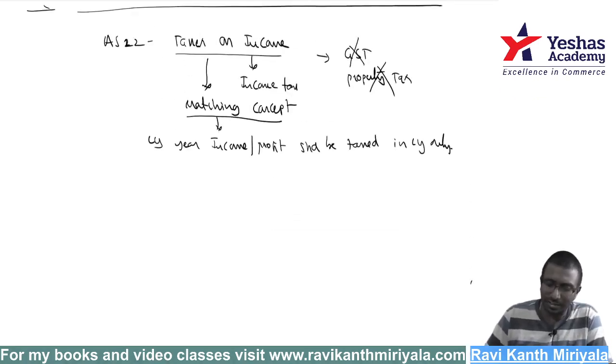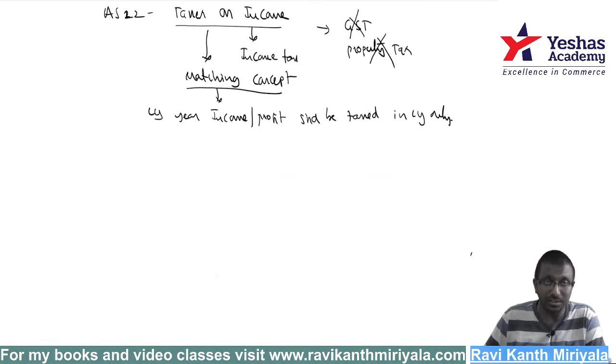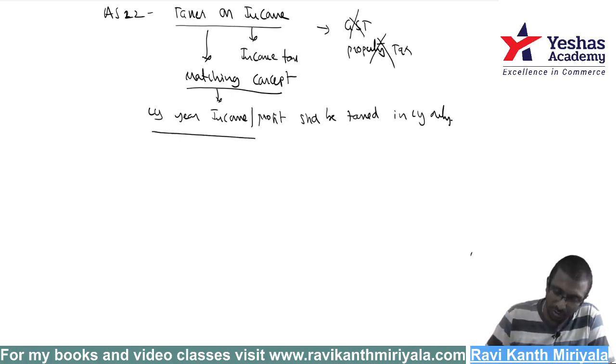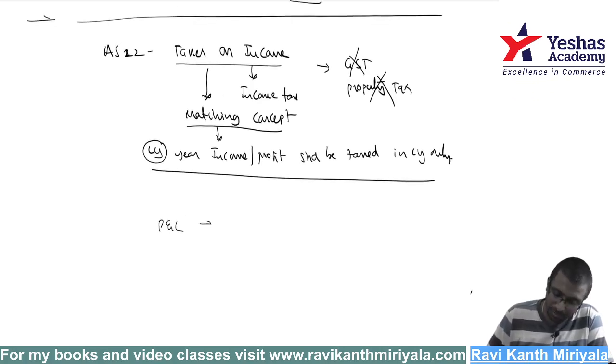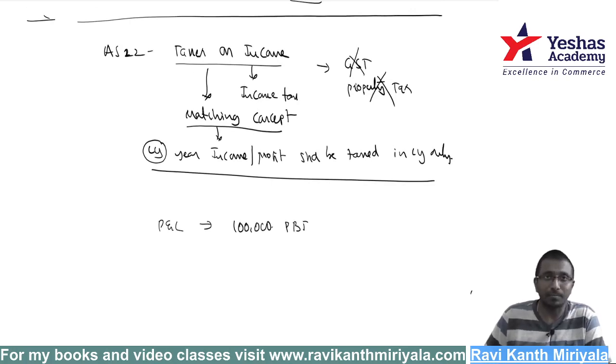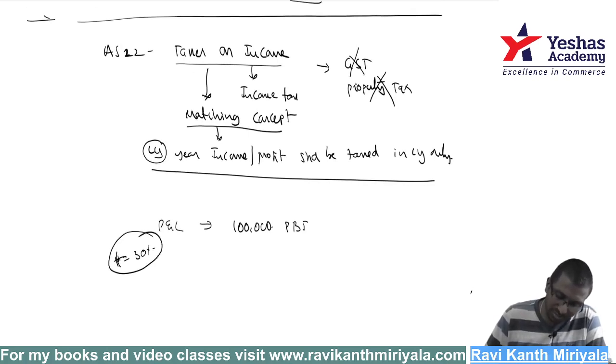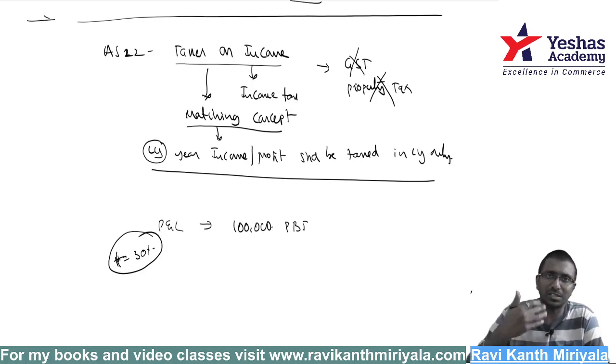Why, sir, isn't it taxed in the current year in general? Yes, it is not, because of the Income Tax Act rules and regulations. Example: as per the profit and loss, let us say 1 lakh rupees is my profit before tax. What is the tax rate? Let us say the tax rate is 30%, assuming this 30% includes your surcharge, everything.